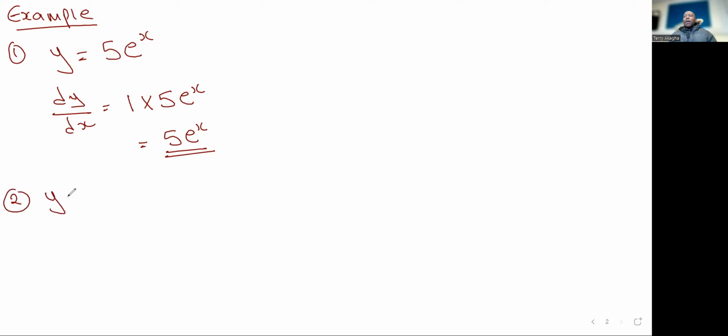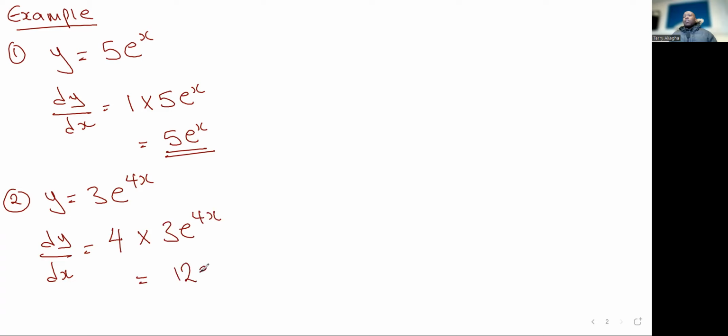Then number 2, let's pick another one. Let's say we have y is equal to maybe 3 exponential 4x. It could be anything. So the same thing, dy over dx will be equal to, you differentiate the power. The power is going to give you 4 multiplied by 3 exponential what? 4x. And this is going to give you 12 exponential what? 4x.